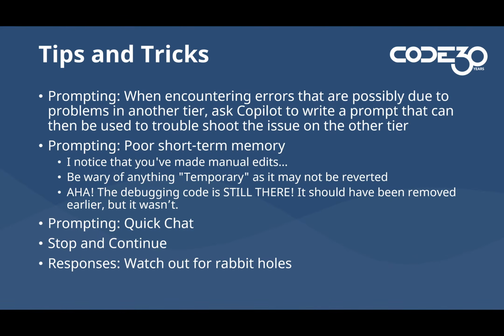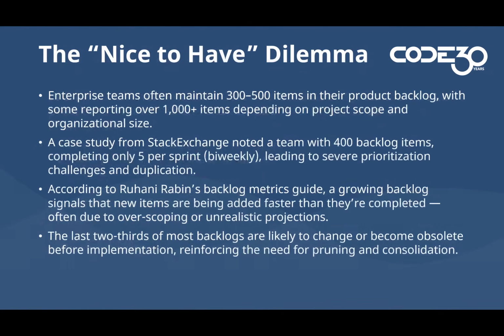All right, so we're just about done. I want to talk now about what I call the nice to have dilemma. This is something I've done some looking at, but these are basically some facts I had ChatGPT pull together about backlogs and technical debt.